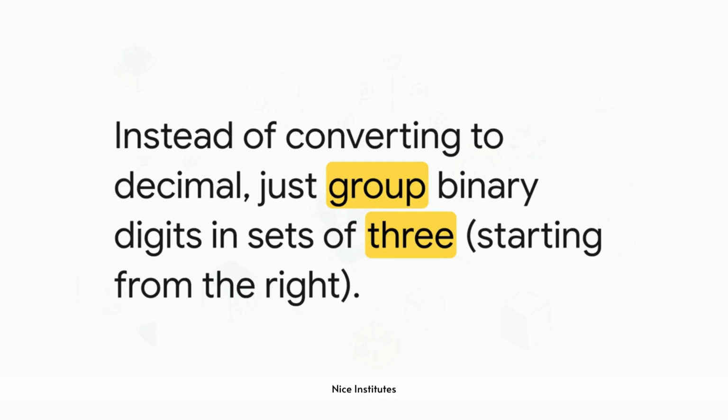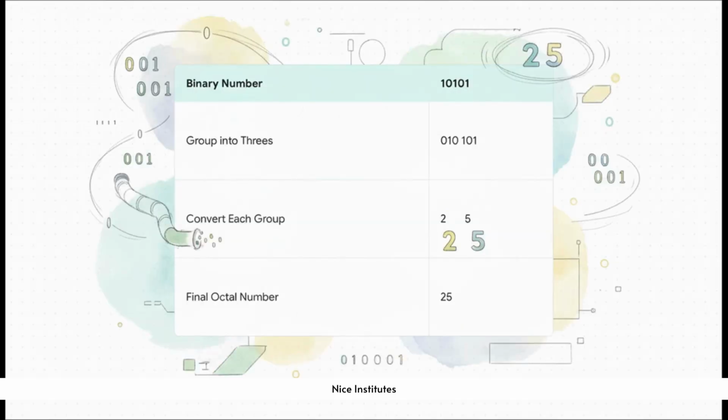All you do is group the binary digits into little sets of 3, and you start from the right. Just look at how this works. We take our binary number, 10101. We start from the right and group it into 3s. The first group is 101. The next is just 10, so we add a 0 in front to make it a full group, 010. Then you just convert each little group. 101 is 5 in decimal, 010 is 2. Put them together, and you get 25. How fast is that? No more long division or multiplication.